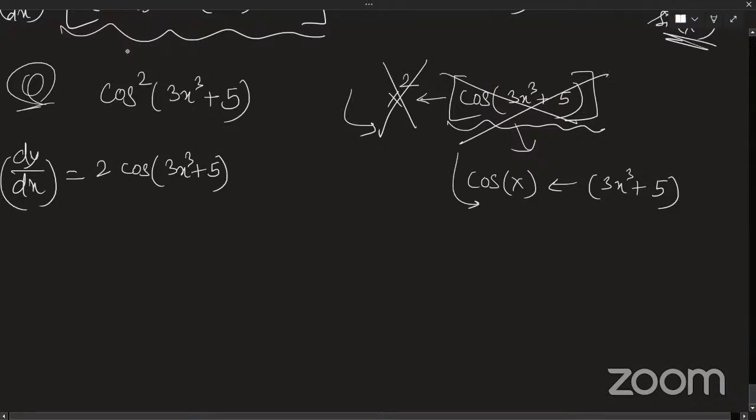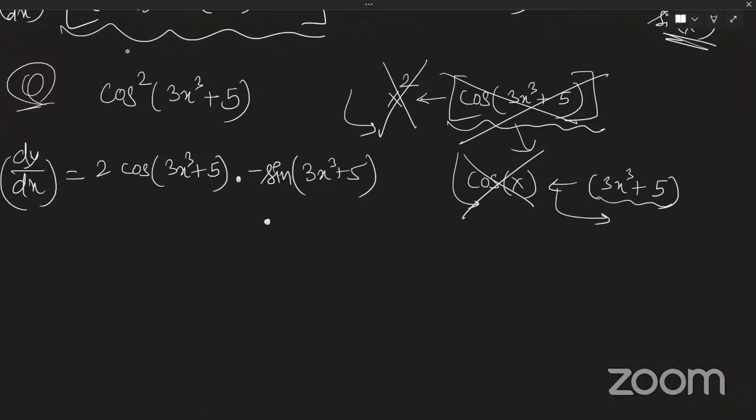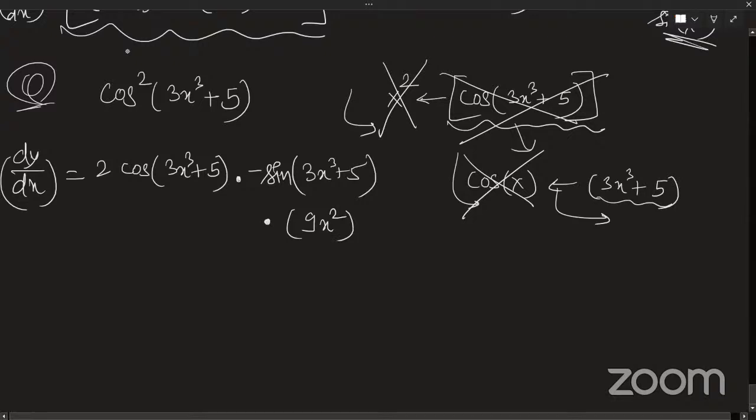So the next function I encounter is cos. What is the derivative of cos? Minus sine, correct. But I have not put x inside. Instead of x I have put 3x cube plus 5. Exactly. Multiplied by, I ended this part, I moved inside. What is the derivative of this thing? 9x square, plus 0 only. So I can directly write 9x square. So this is the final answer.